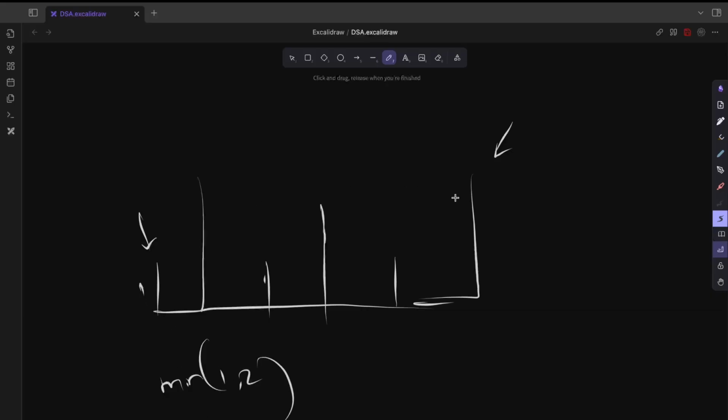So assume that this is 1 and this is 2. Minimum of 1 and 2 into the distance between them. What should be the distance? 1, 2, 3, 4, 5. The distance is 5, right? So min of 1 and 2 into 5 is going to give us 5. Let's say it is 5 liters of water.